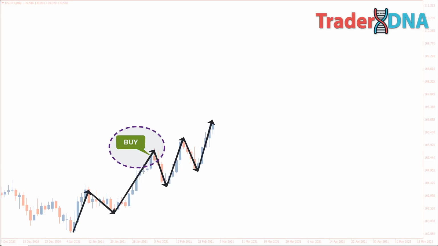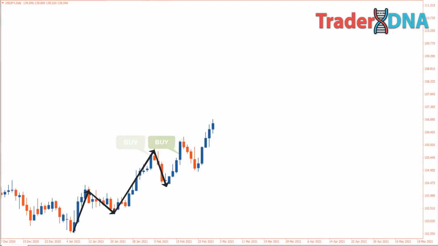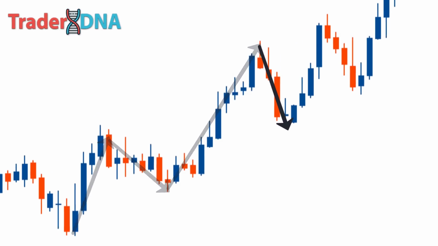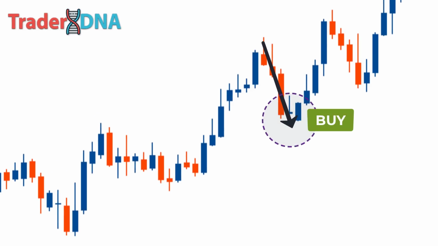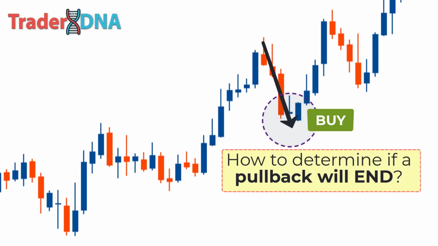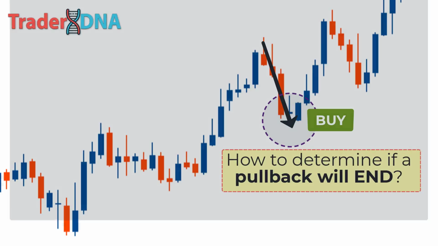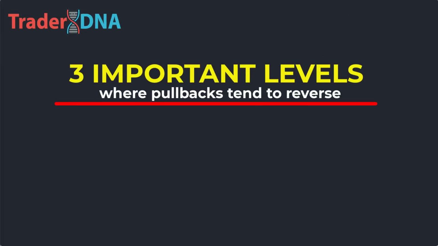Instead of taking that risk, it's safer to wait for a pullback in the trend before entering a position. This way, you are buying into the trend with lower risk involved. You might wonder how to determine if a pullback will end or continue moving downwards. Based on my research, I have identified 3 common levels where pullbacks tend to find support and reverse. Let's start with the first level, which is support and resistance.